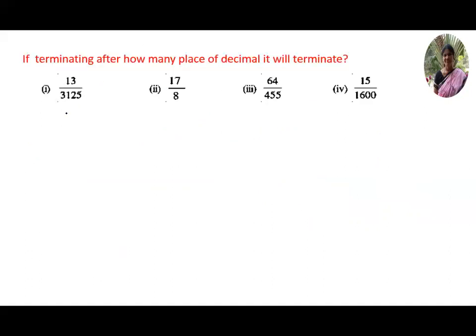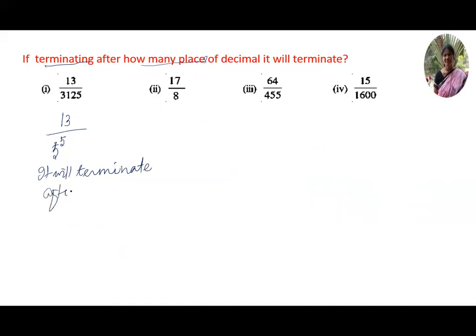Next is, if terminating, after how many places it will terminate. This is another interesting higher level question. So you have already done it. 13. How many powers were there? If you recall, there were 5. That means it will terminate after 5 decimal places.